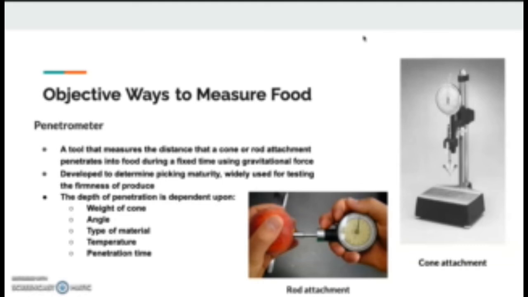The depth of penetration is dependent upon the weight of the cone or rod, angle of entry, type of material, temperature, and penetration time. The experimental conditions should be consistent throughout, and if taking measurements from multiple areas of the fruit or vegetable, they should be averaged.